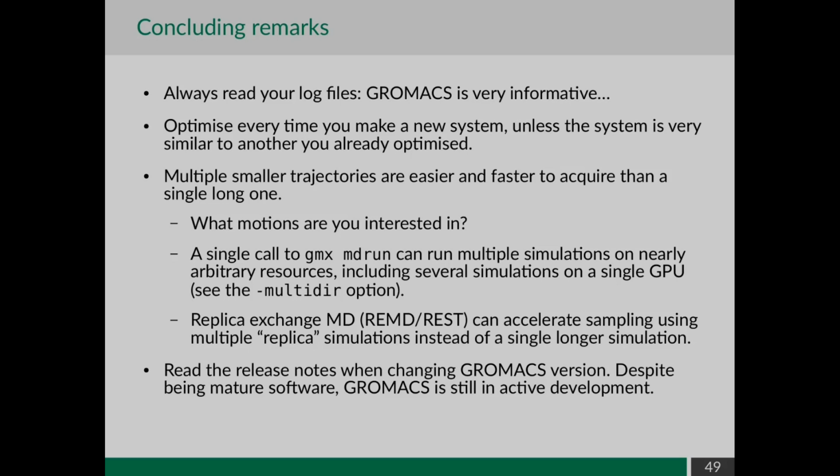And on that topic, a single call to mdrun can run multiple simulations at the same time on nearly arbitrary resources. This includes, for instance, running several simulations at once on a single GPU. For that, you will need the multidir option, which you can have a look at in the documentation. Similarly, replica exchange and replica exchange with solute tempering can accelerate your sampling by using multiple replicas that exchange their coordinates instead of having one single longer simulation. These are more advanced techniques, but if you are pressed for more conformational sampling, you should know that they exist and that you can have a look at them in the literature.